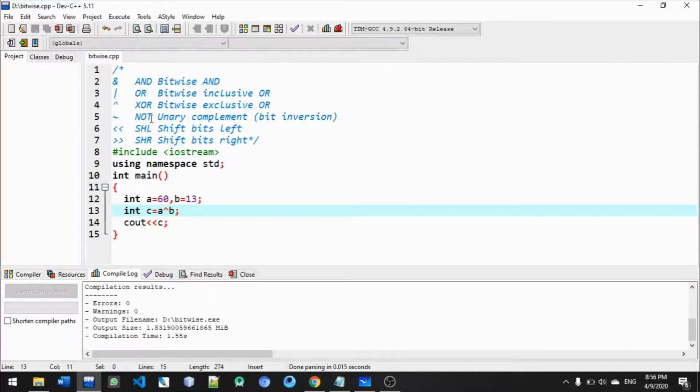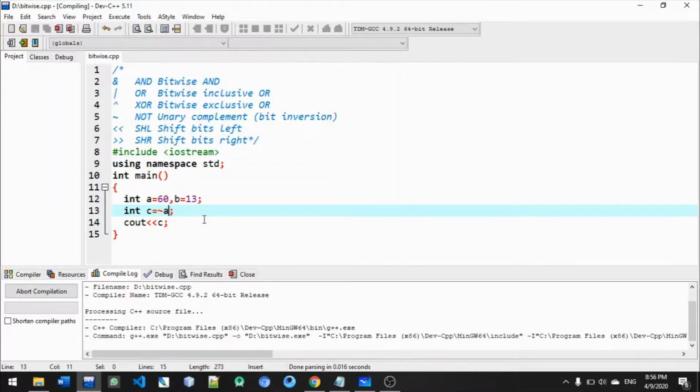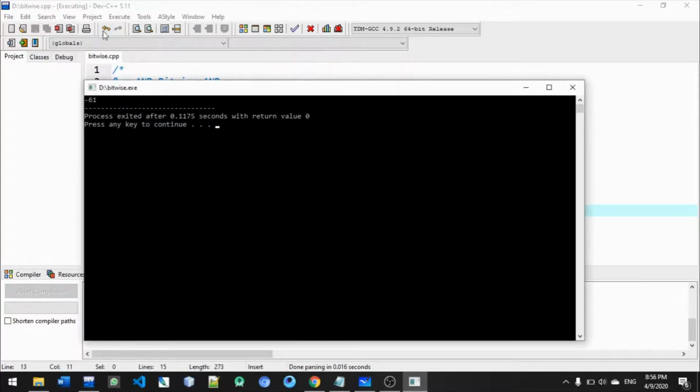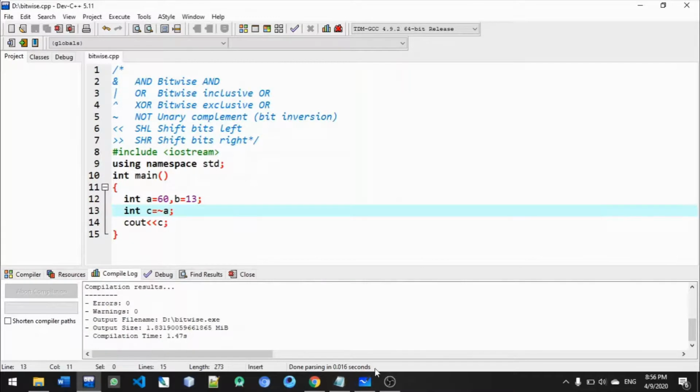What is not equal? Okay, this is the symbol we use. I'm just searching for this symbol, if I find it over there on the keyboard, yeah, over there. Okay, now let's run it. So it says -61. How does it say -61? So see this.